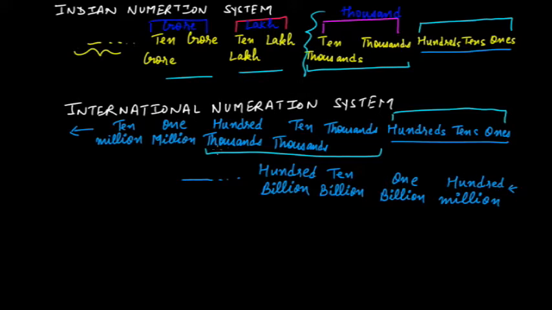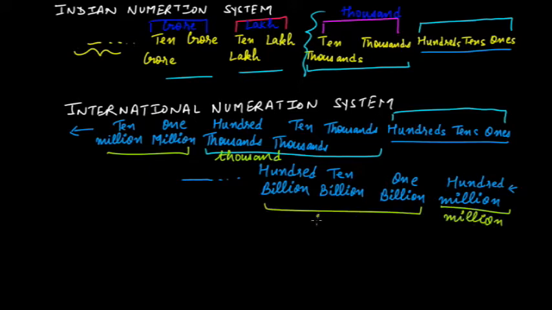Whereas here we have the groupings of 3. Like this was a grouping of 3. This was for 1,000. Then we have a grouping of this, that was for million. Then we have a grouping of this 3. That was for billion. Let's take an example so that your concept is crystal clear.